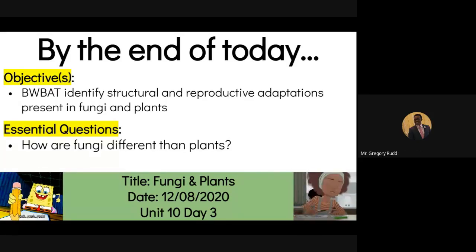Today's lesson is about fungi and plants. So we're making our way through the 6 different kingdoms, and we'll discuss all 6 of them by tomorrow. The objective of today's lesson is to identify structural and reproductive adaptations present in fungi and plants, and the essential question that we seek to answer: how are fungi different than plants?